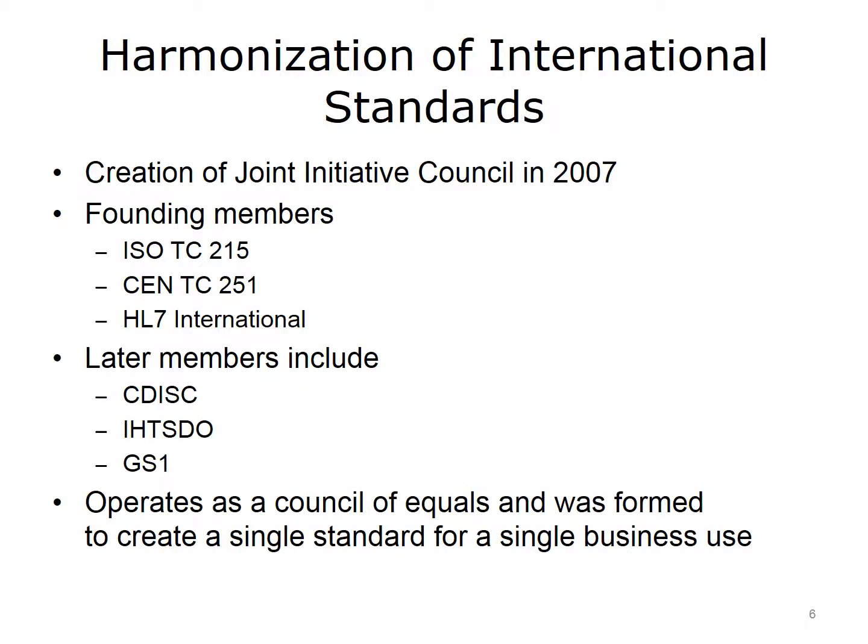The Joint Initiative Council was formed in 2007 by ISO, CEN, and HL7 International. SDOs subsequently joining JIC include CDISC, IHTSDO, and GS1. The purpose of the JIC is to create one standard for one purpose. One of the first successes of the JIC was the creation of a single standard for data types.